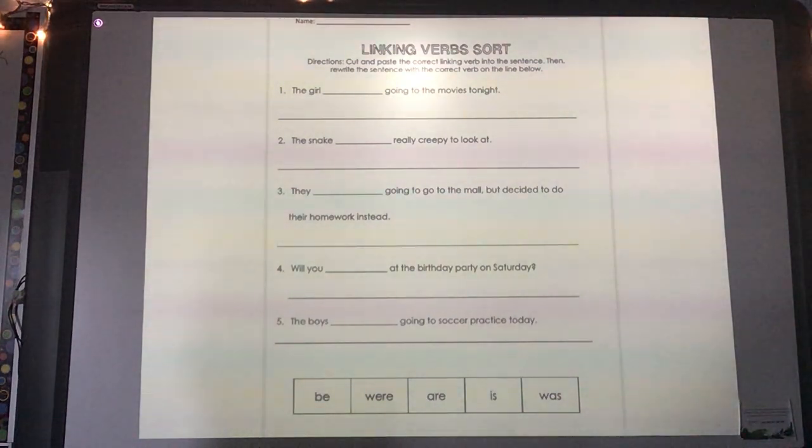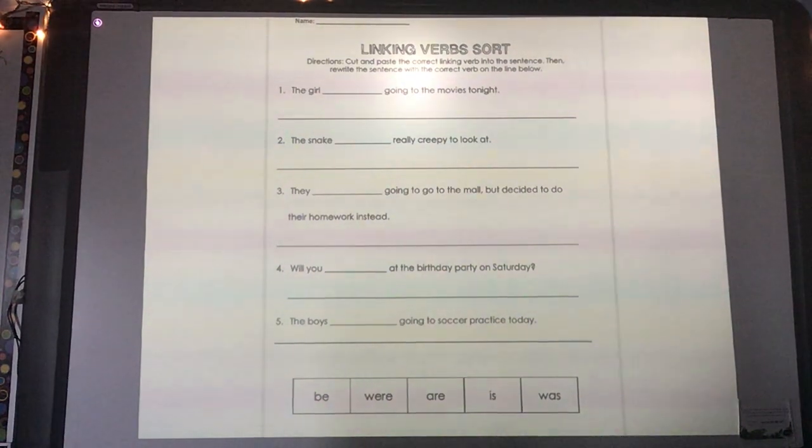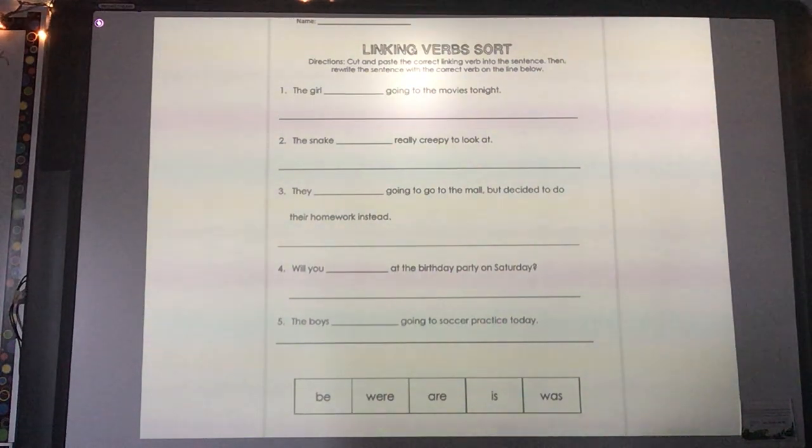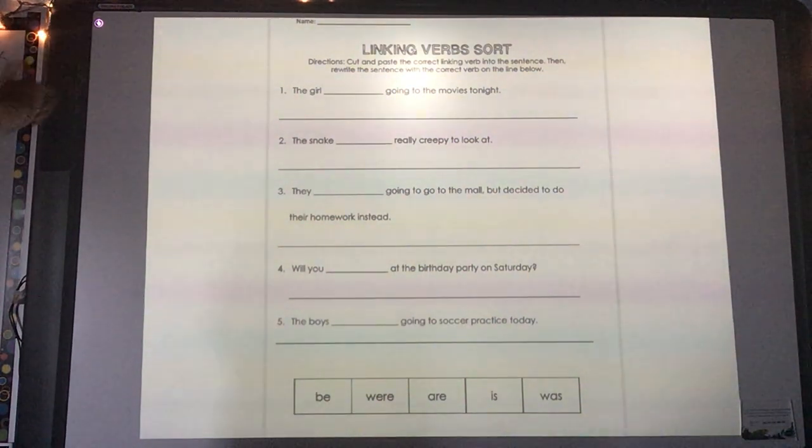All right, I heard two. I heard some people say the girl is going to the movies tonight. Give me a thumbs up. And then I heard the girl was going to the movies tonight. Show me a thumbs up for that one. If you want to use past tense, you could say was, okay? But that going means going, ing, that means it's currently going to be happening, okay?